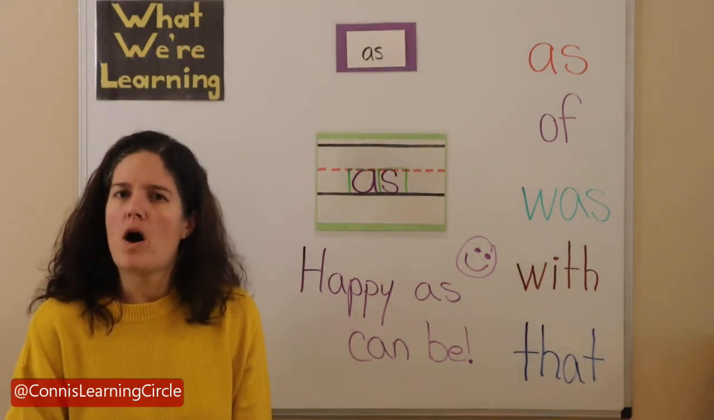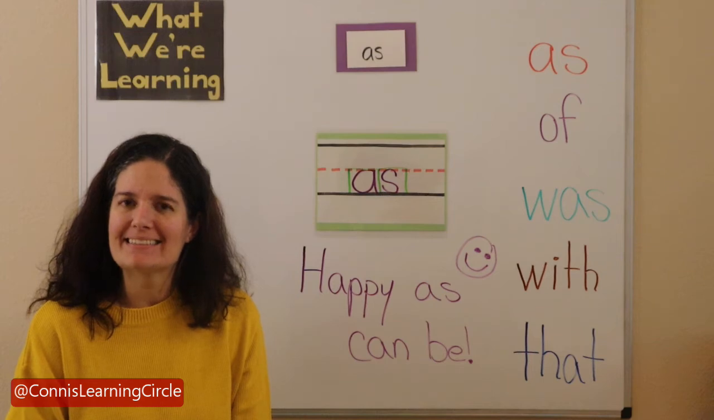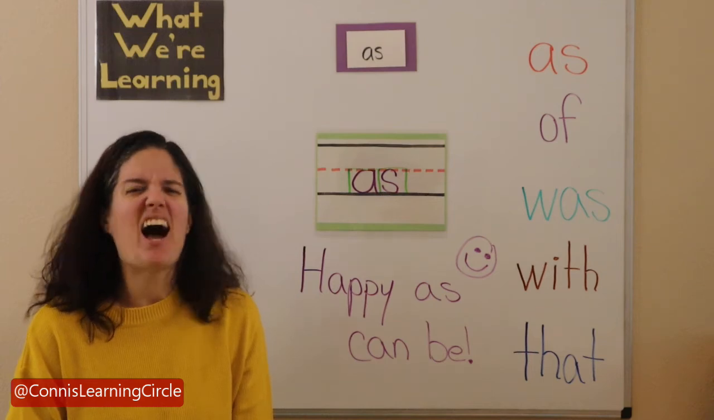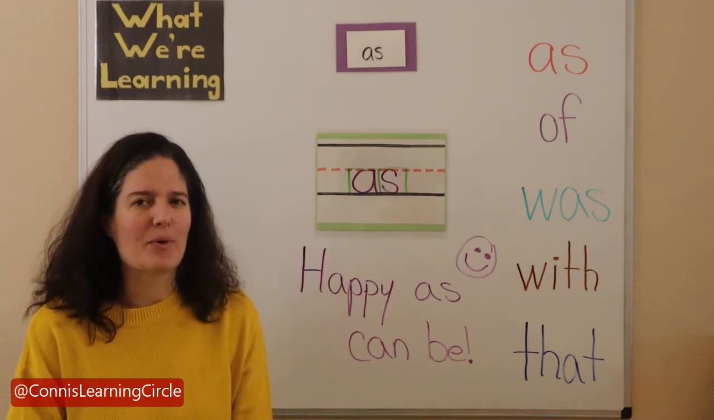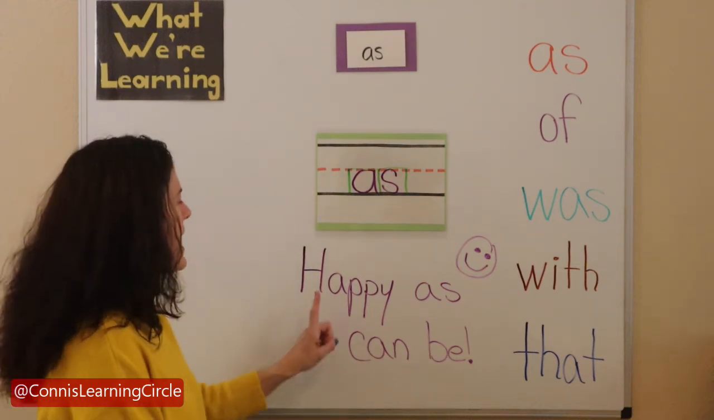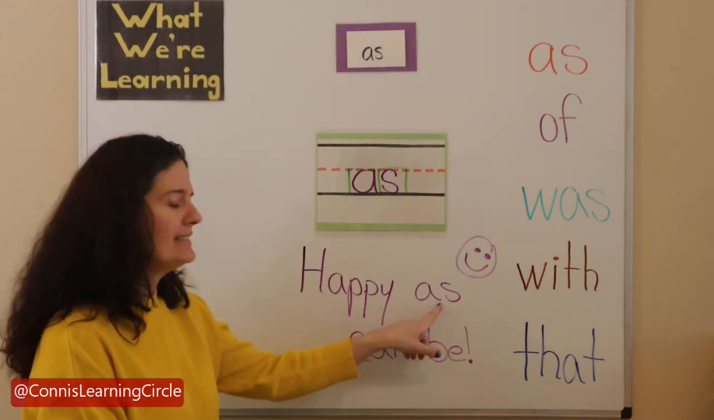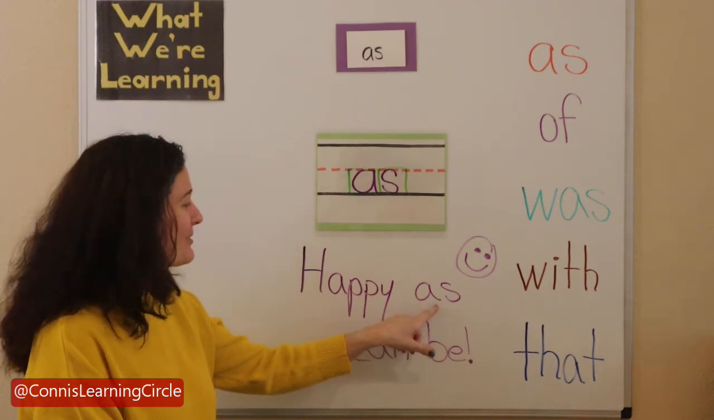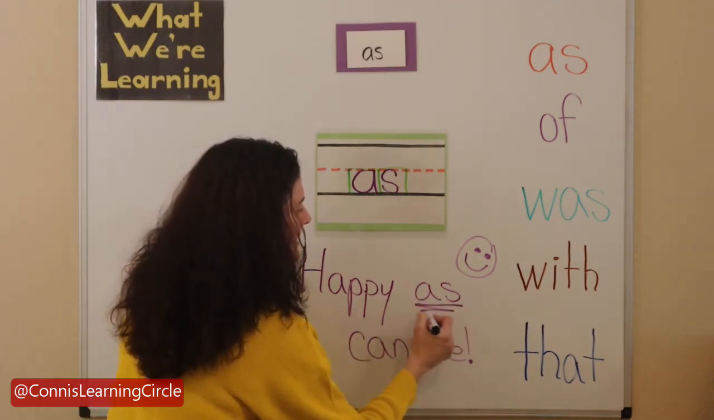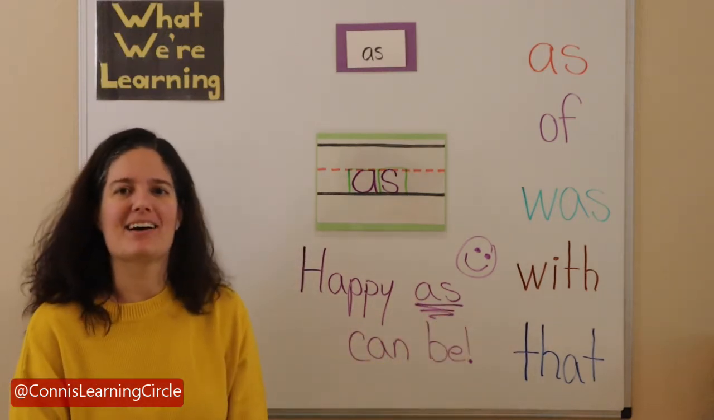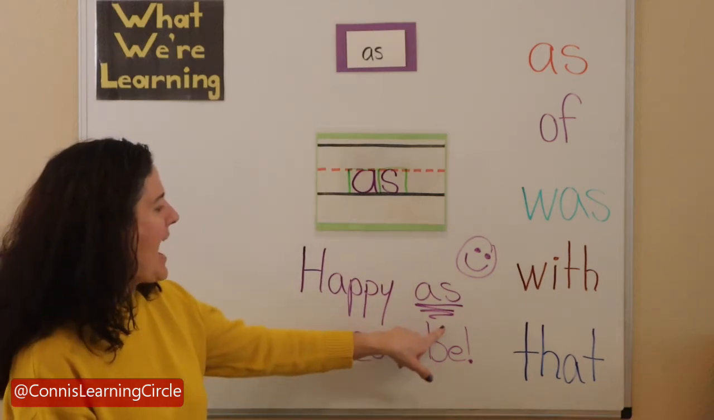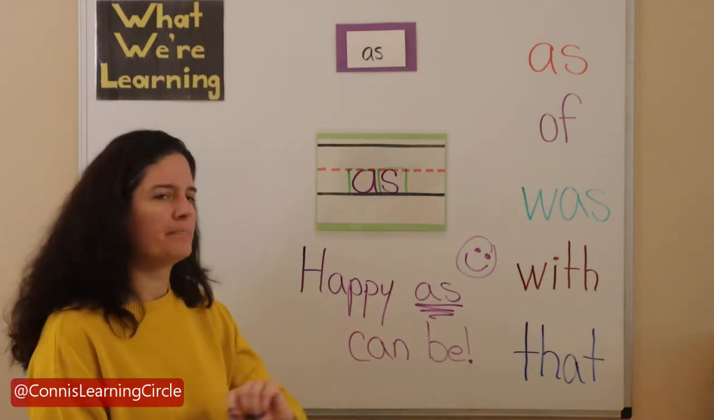Did you see where our word as is in this sentence? I'm going to read it again and you stop me when we get to it, okay? Here we go. Happy as. Hey, there's our word as. Very good. There's our word as. Awesome job. Happy as can be.